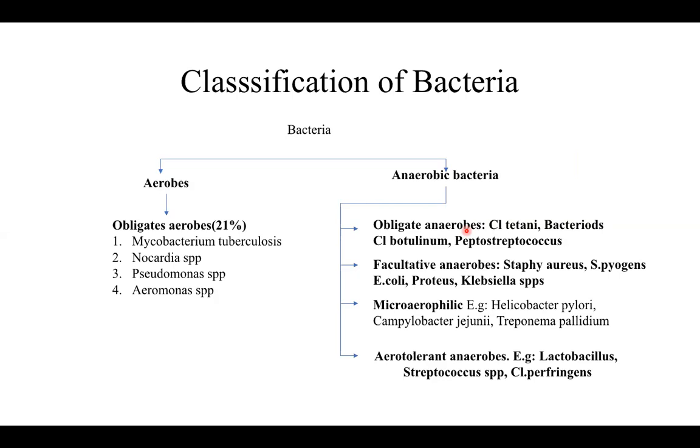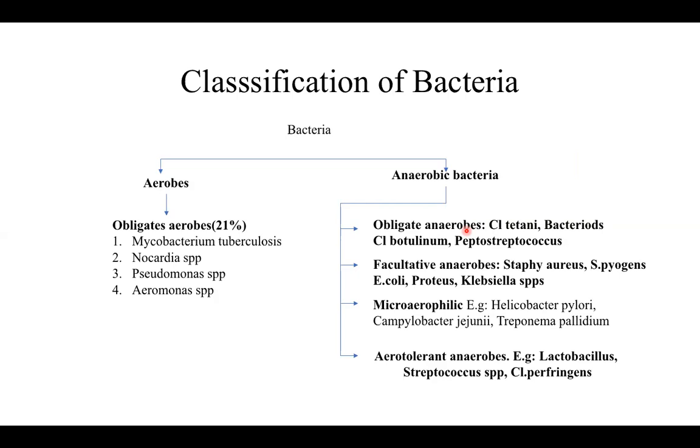And what is microaerophilic bacteria? This is the group of bacteria which require a very low concentration of oxygen for their growth. These are the microaerophilic bacteria. Examples are Helicobacter pylori, Campylobacter jejuni, Treponema pallidum.